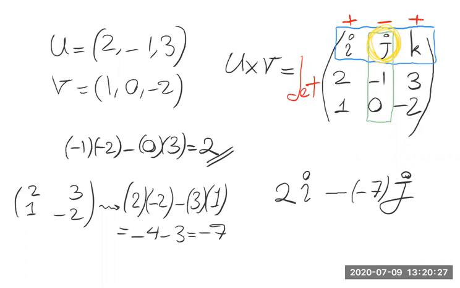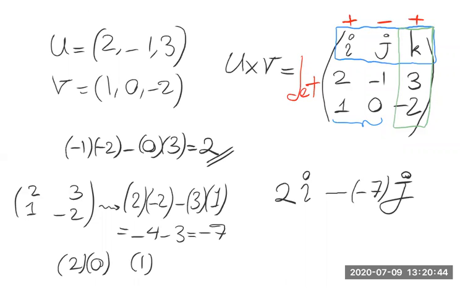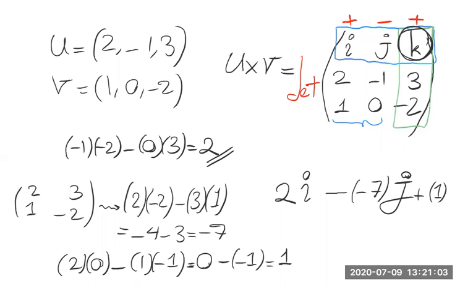Okay, now erase this column. Let's go towards the third column, the last column. If we remove this row and this column, we would get a 2 by 2 matrix. What is the determinant of that? 2 times 0 minus -1 times 1. 2 times 0 is 0, minus -1 times 1 is -1, minus -1 is 1. Okay, we should multiply 1 by the number in the intersection, which is k.